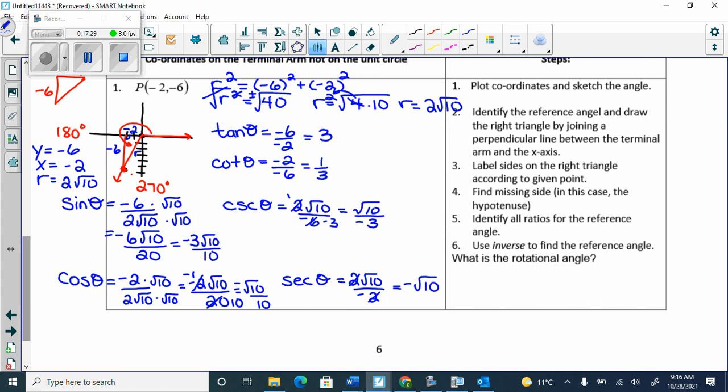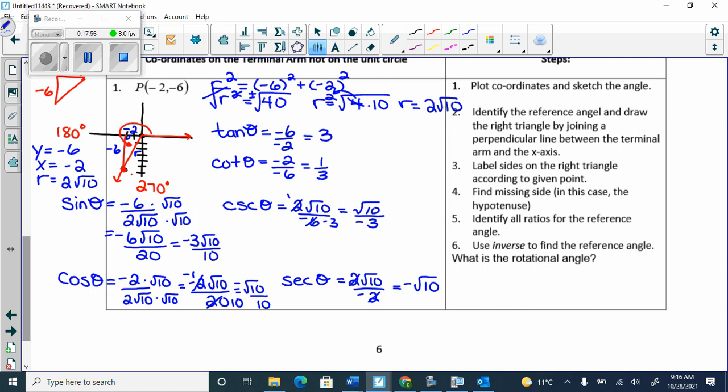Now, we need to get the rotational angle. Now, let's think about this. Where are all of the angles positive? In quadrant 1, correct? In quadrant 1, they're all positive. We agree? And the reference angle is equal to the actual angle also in what quadrant? 1. We agree? Reference angle is equal to the angle, and we have it.